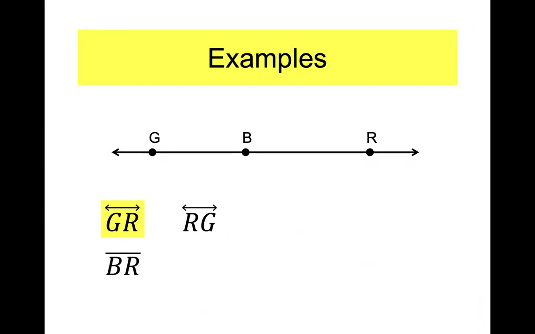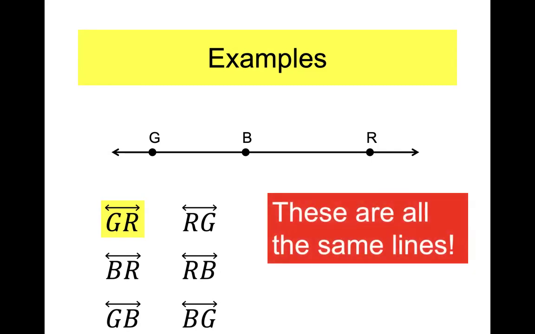Wait, I put a segment there. I can't put a segment line there. I've got to put an arrow symbol to represent a line. So not that, but any 2 points define a line. So yes, that's line BR or RB or GB or BG. And notice, since any line can be named with 2 points on the line, all of these are the same line. And there's no preferred way of doing it.